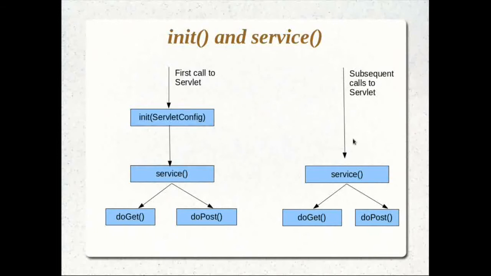So the subsequent calls directly go to the service method, and then again the service method decides whether the doGet or the doPost has to run depending on the method, and then it makes the call accordingly. Okay, now we're going to look at where these methods come from, the init and the service. Where are we inheriting them from?